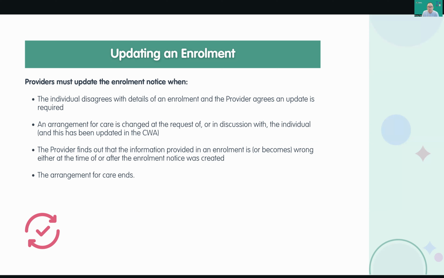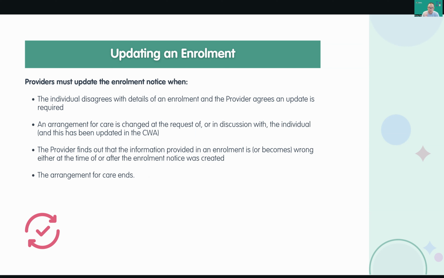Cool. This is about updating enrollment. So this is where things kind of get disputed, guys. Again, where there are changes to the arrangements for care between the provider and the individual, the provider, in this case you guys, must update the arrangement in writing, electronic or hard copy, suggested in electronic. The new enrollment notice must be updated in the CCS system within 7 days of the change or event which caused the change to the arrangement.